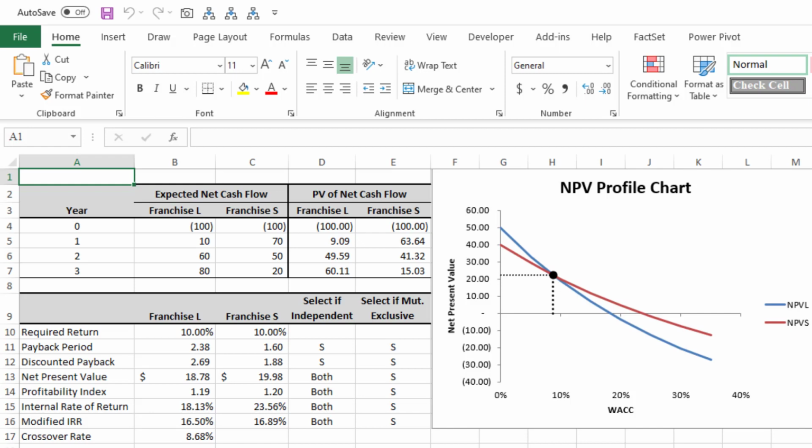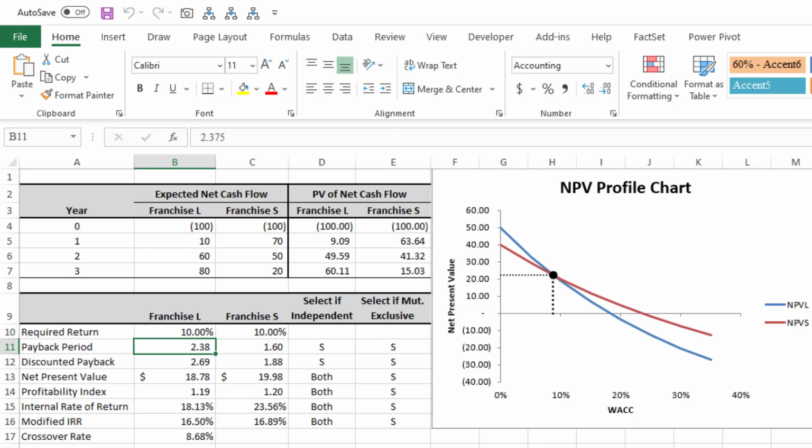Recall what we have here is 2 franchises that you're interested in purchasing, franchise L and franchise S, and you can see the cash flows from both of those. And then down here we have the required returns, and remember they have the same amount of risk and therefore they have the same required return. And then we calculated the payback period for both of them, and you note that franchise L takes longer to pay back than S does, and therefore S is the better investment if you had to pick between L and S.